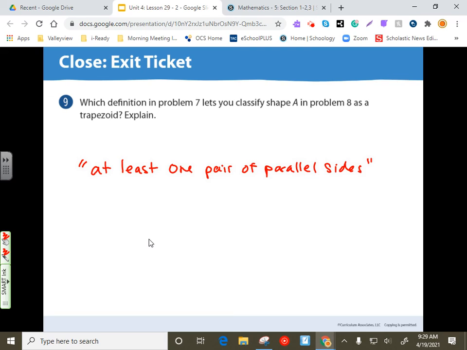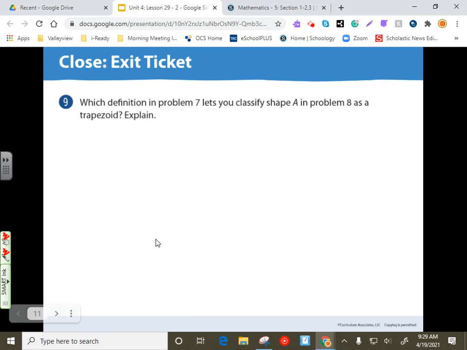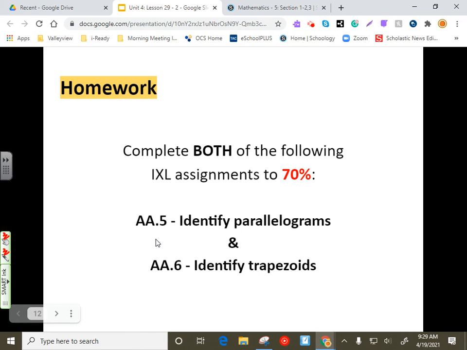So the IXL, I'm giving you, again, two IXL assignments to go to 70%. And these shouldn't take too long. We focused on triangles last time. This time we're going to identify parallelograms, and we're going to identify trapezoids. So for AA5, just look for a figure that has at least 1 pair of parallel sides. And then for the 6, trapezoids have only 1 pair of parallel sides. So there's a difference between the two. Just make sure you're doing that.